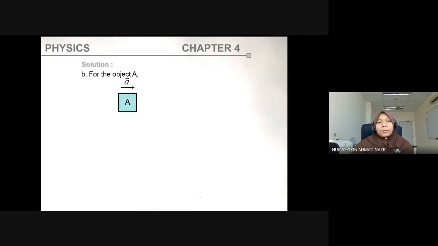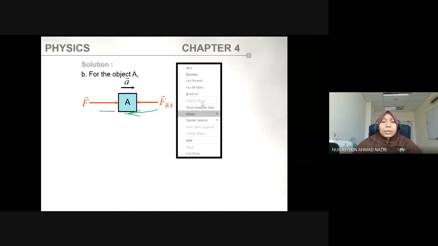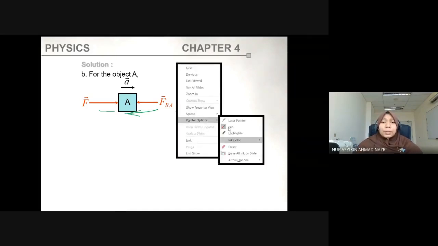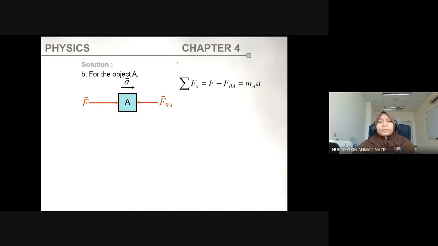It means that we need to consider that body separately, so a free body diagram. So where does F_BA come from? When we push with F, there is also a force from B pushing back on it. That is the action-reaction force, the third Newton's law explanation, which is actually equal but in the negative direction. Alright, so F minus F_BA equal to m_A a.